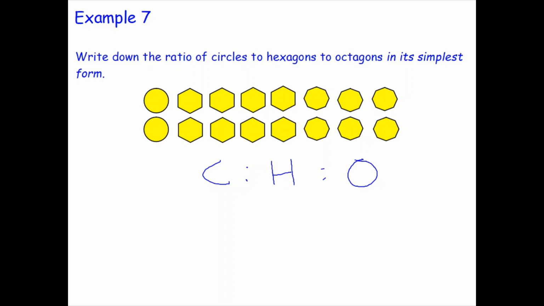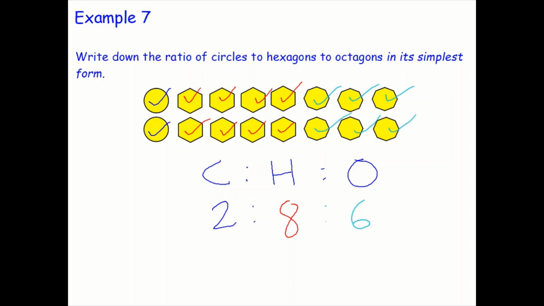So how many circles have I got? I've got 1, 2. That's it, 2 circles. Hexagons, how many hexagons have I got? Got 6-sided shapes. 1, 2, 3, 4, 5, 6, 7, 8. Got 8 hexagons. And how many octagons have I got? 1, 2, 3, 4, 5, 6.